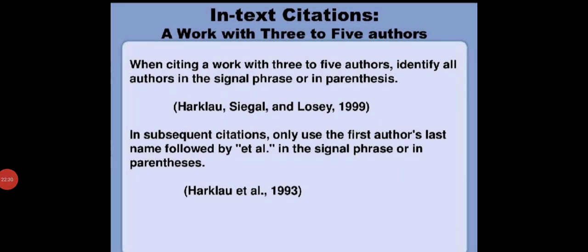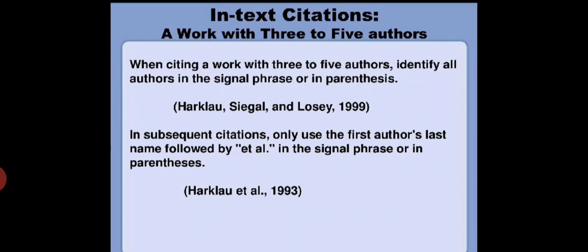In-text citation, a work with 3 to 5 authors. When citing a work with 3 to 5 authors, identify all authors in the signal phrase or in parentheses, like the example given here: Harklau, Siegel, and Lucy, 1999. In subsequent citations, only use the first author's last name followed by et al. in the signal phrase or in parentheses, like Harklau et al., 1999.